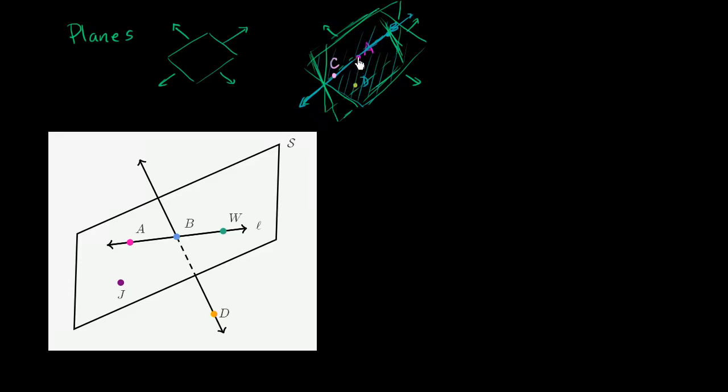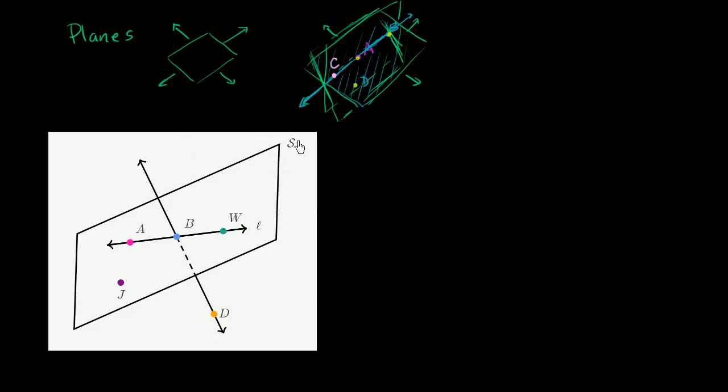So D, A, and B, you see, do not sit on the same line. A and B can sit on the same line. D and A can sit on the same line. D and B can sit on the same line. But A, B, and D do not. They are non-collinear. So for example, right over here in this diagram, we have a plane.